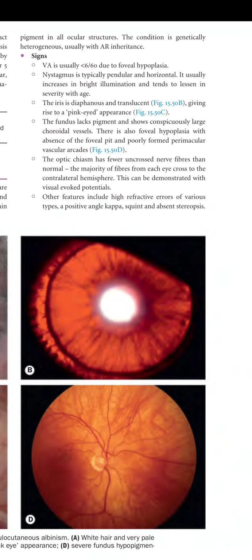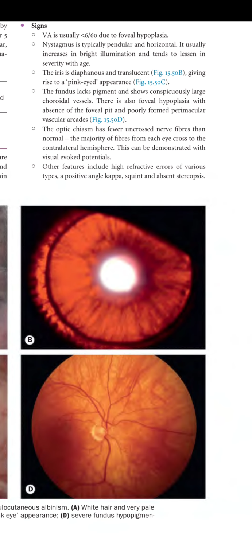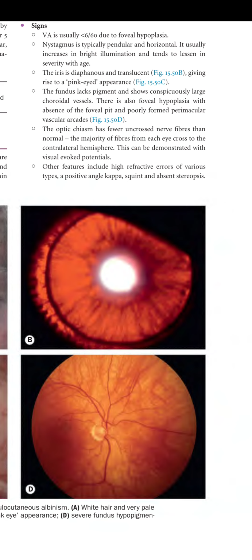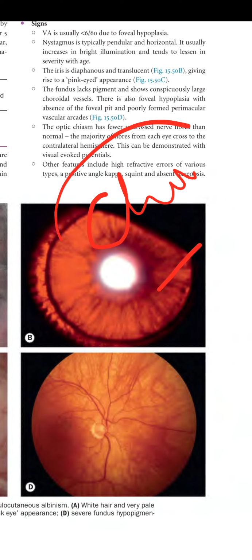The iris is diaphanous and translucent, giving rise to a pink-eyed appearance. So the iris will be translucent. The fundus lacks pigment and shows conspicuously large choroidal vessels. There is also foveal hypoplasia with absence of a foveal pit and a poorly formed perimacular vascular arcade. So the choroidal vessels will be visible, there will be absence of a foveal pit, and the perimacular vascular arcade will be poorly formed.